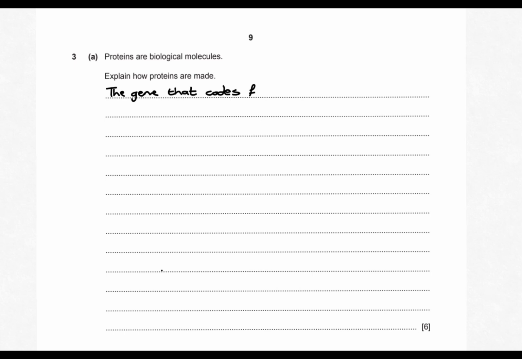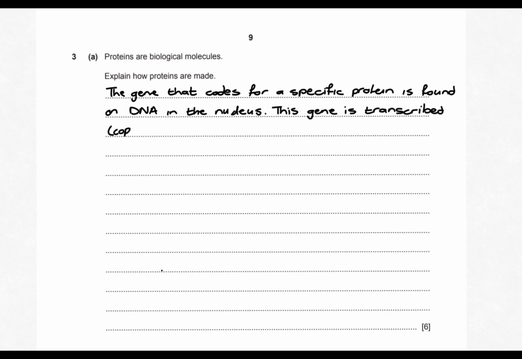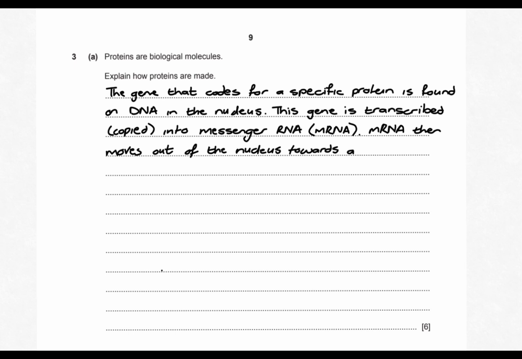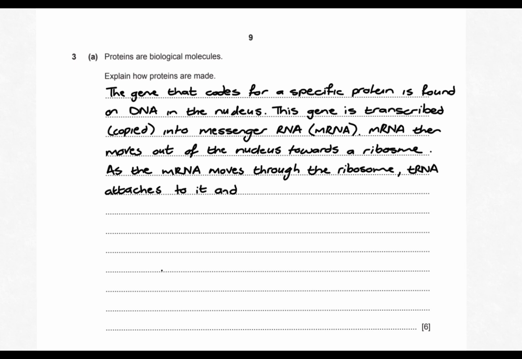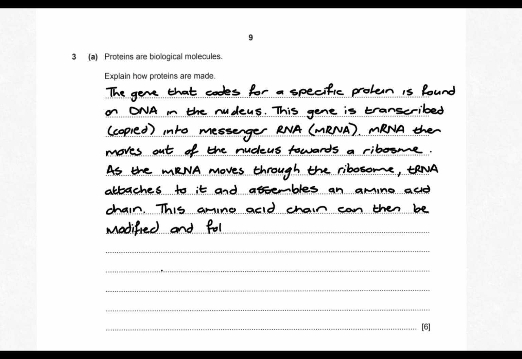Okay, so let's have a look at how we can answer this question. So the gene that codes for a specific protein is found on DNA in the nucleus. This gene is transcribed or copied into messenger RNA called mRNA. Now mRNA then moves out of the nucleus towards a ribosome. As the mRNA moves through the ribosome, tRNA attaches to it and assembles an amino acid chain. This amino acid chain can then be modified and folded into a functional protein.